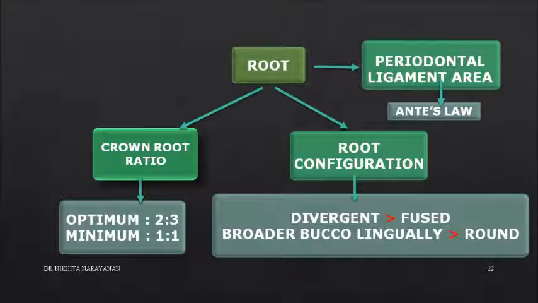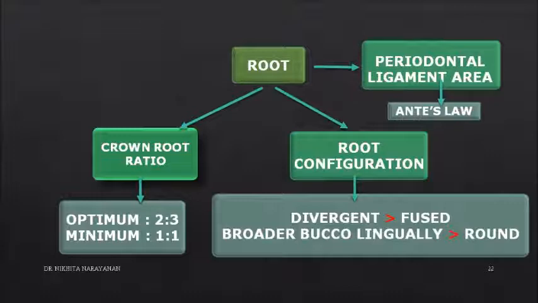The abutment tooth also should have a good amount of supporting tissue that is healthy and free from any kind of inflammation. The root and the supporting tissues of the abutment should be evaluated for 3 factors regarding the success of a restoration. The factors are crown root ratio, root configuration, and periodontal ligament area.